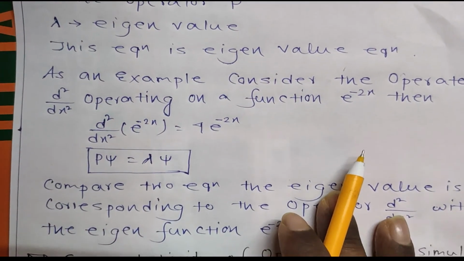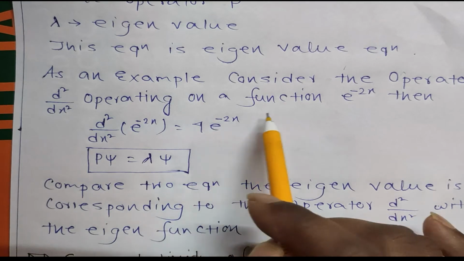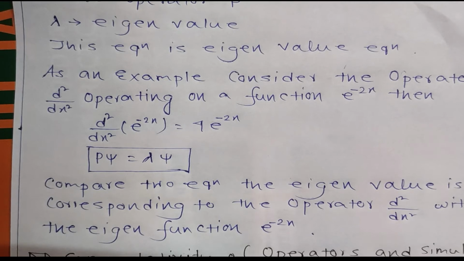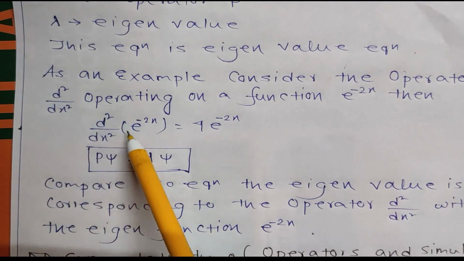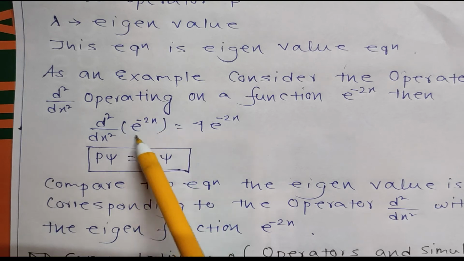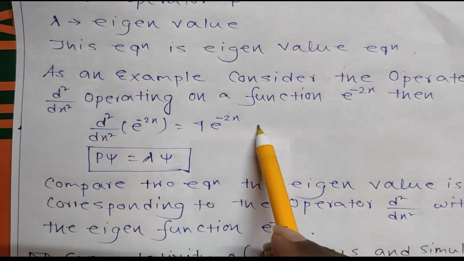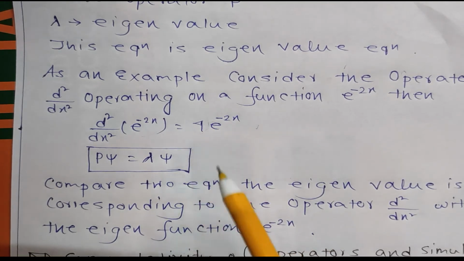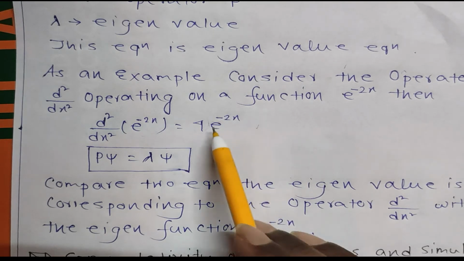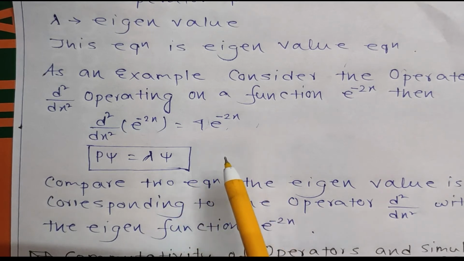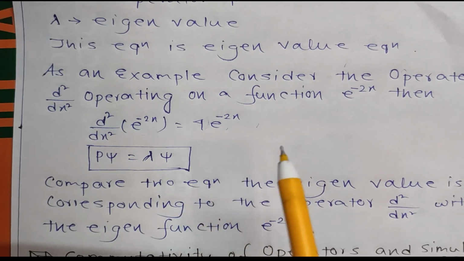An example: consider the operator d2/dx2 operating on the function e to the power minus 2x. Here e to the power minus 2x is the eigenfunction, and d2/dx2 is the operator. The result is 4 e to the power minus 2x. So 4 is the eigenvalue, and e to the power minus 2x is the wave function, which is unchanged. This is the eigenvalue equation.